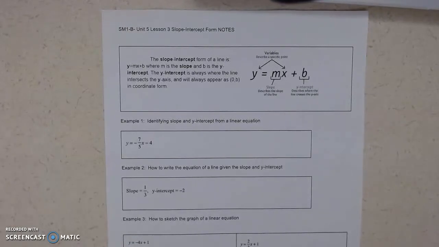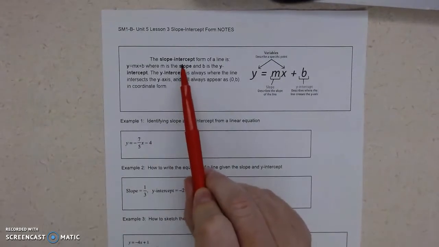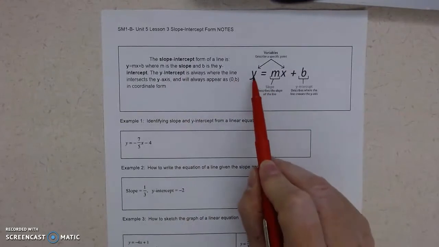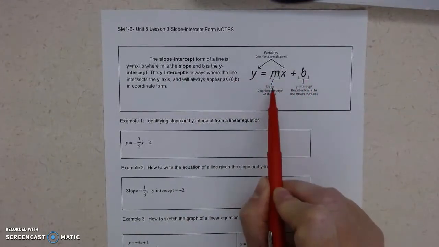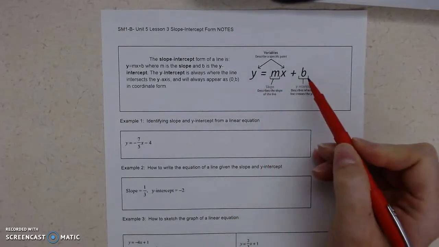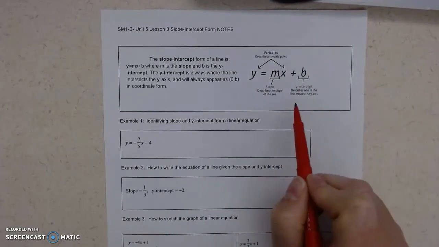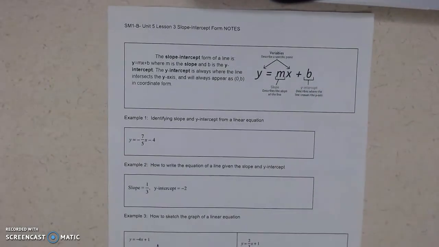Okay, let's talk about Unit 5, Lesson 3, slope-intercept form of an equation. So, slope-intercept form of a line is y equals mx plus b. So, m stands for the slope, which describes the slope of the line, and b stands for the y-intercept, where the line crosses the y-axis.